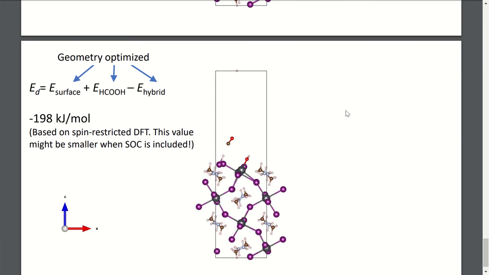This time I have the CHO fragment, and I put the hydrogen of CHO closer to the iodine. But after geometry optimization, we see the breaking of the hydrogen-carbon bond. So here we have a carbon monoxide, and this is the hydrogen. Here is the hydroxyl.